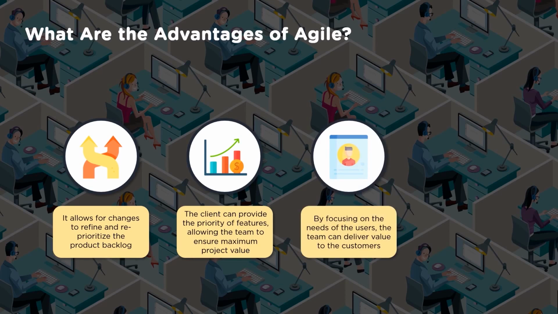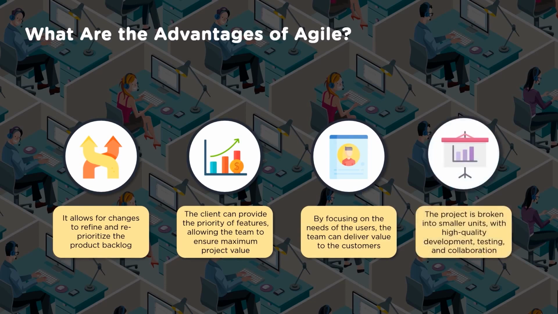Now then by focusing on needs of the users, the team can deliver value to the customers. So users are involved more often. So user pulse is understood, what user requires is clearly understood. So delivering that value to the customer will become easier and simpler. So then project is broken into smaller units with high quality development, testing and collaboration because you have that flexibility. So since you have better visibility, you are able to do this and you move one by one, iteration by iteration, you progress further. So those were the advantages of adopting Agile.